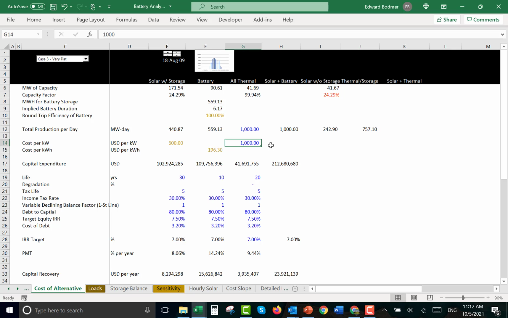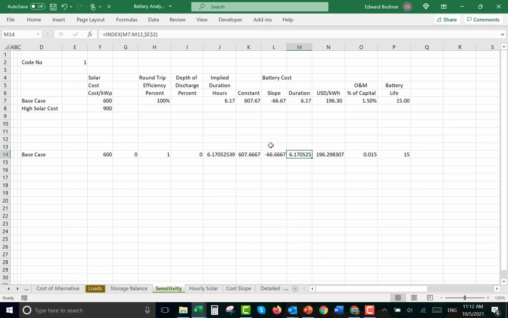And for the thermal, let's put some thermal in here. And let's put maybe over here, let's put a thermal cost.